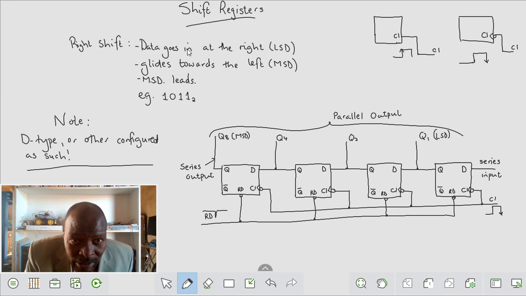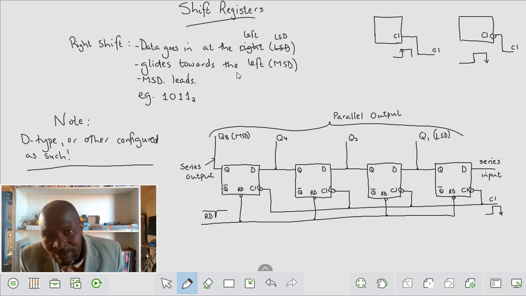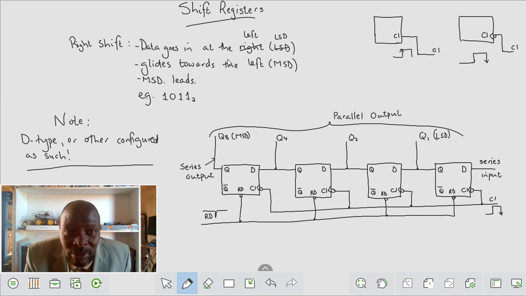Okay, now data goes in, it does not go in at the right anymore because we are shifting to the right. It goes in at the left. And what does that mean? This is no longer the LSD. Our data for the right shift does not go in at the right. We are shifting towards the right, sorry. So we are going in at the left, which is the MSD. The left side is the most significant side. That is where we get our most significant digits. So our data is going to be input at that end.